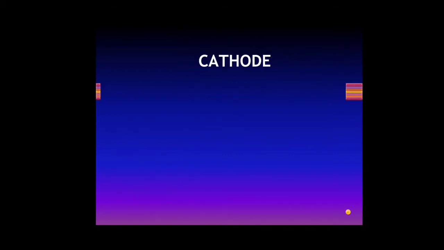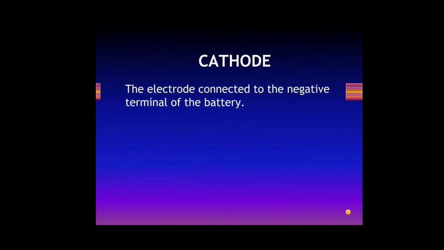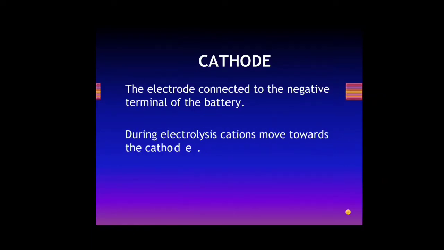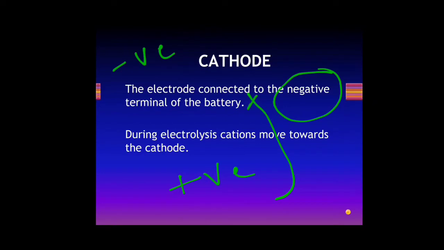Cathode. So what is cathode? The electrode connected to the negative terminal of the battery. One of the electrodes is called the cathode. The electrode that is connected to the negative terminal of the battery is called the cathode. During electrolysis, cations move towards the cathode. So what we have to remember is that the cathode is connected to the negative terminal of the battery, and during electrolysis, cations, which are positively charged, move towards the cathode.